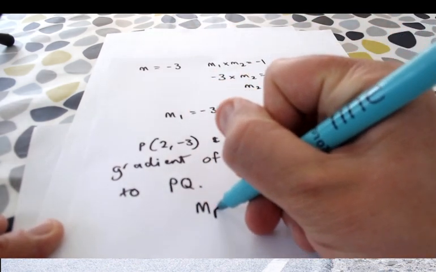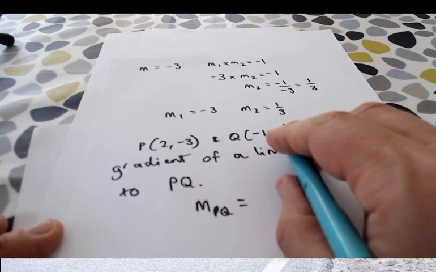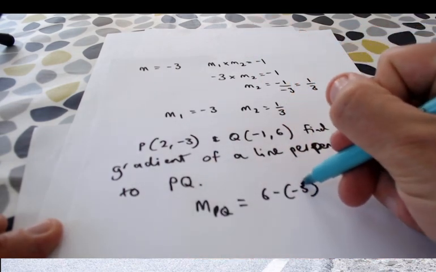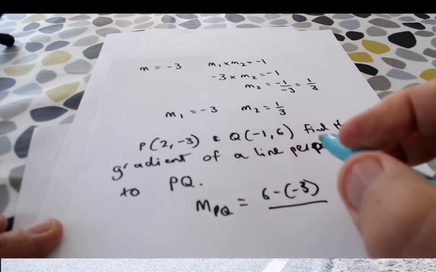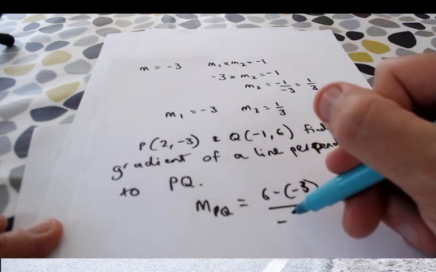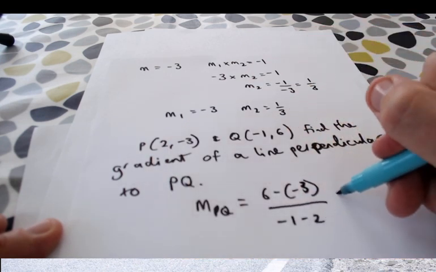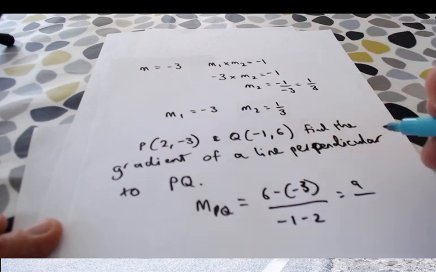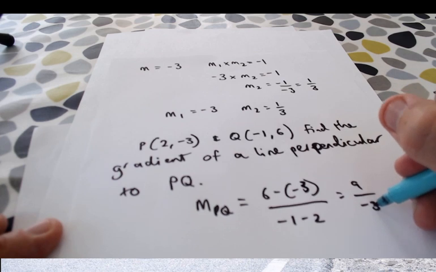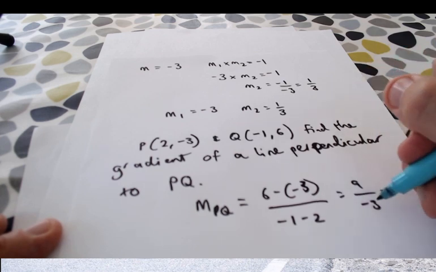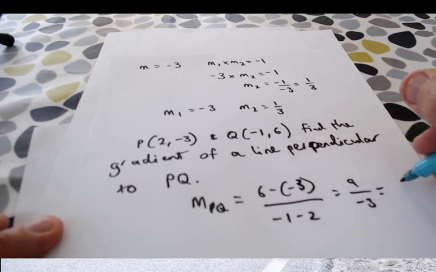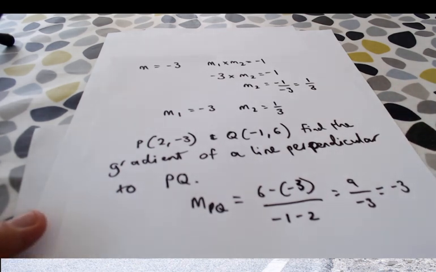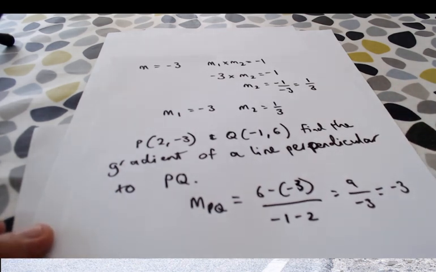So gradient of PQ, that's going to be 6 take away minus 3 over minus 1 take away 2. 6 take away minus 3 is 6 add 3, which is 9. Minus 1 take away another 2 is minus 3. 9 over minus 3, well 9 over 3 would give me 3, but it's a negative. So we get a gradient of minus 3.